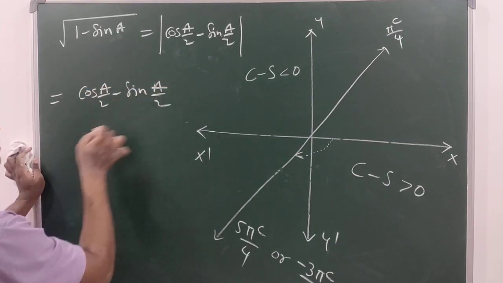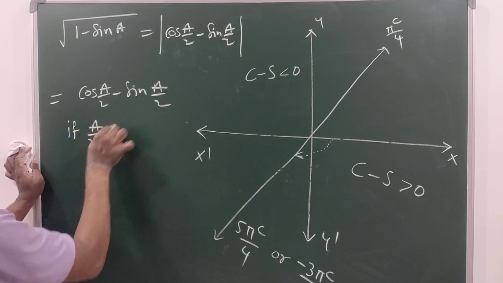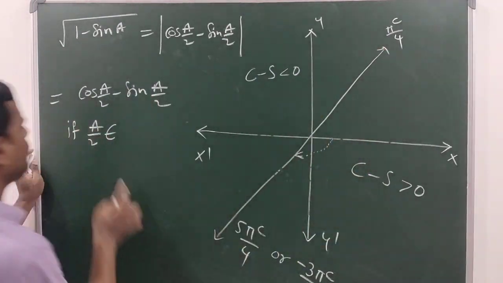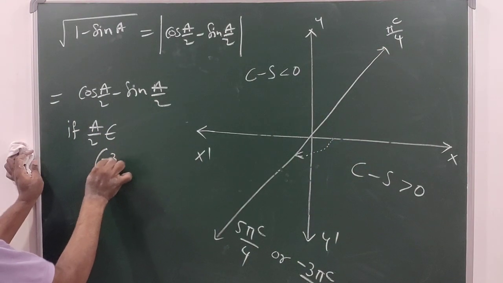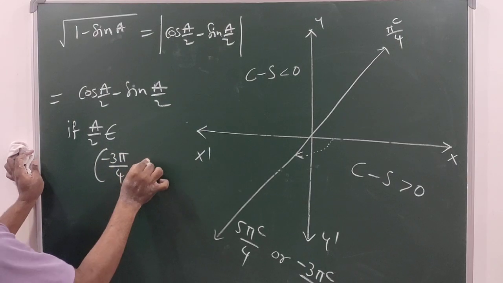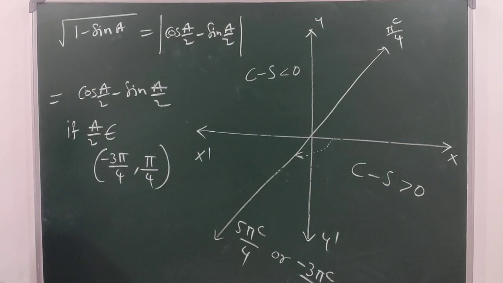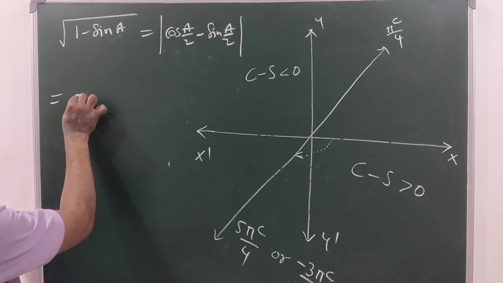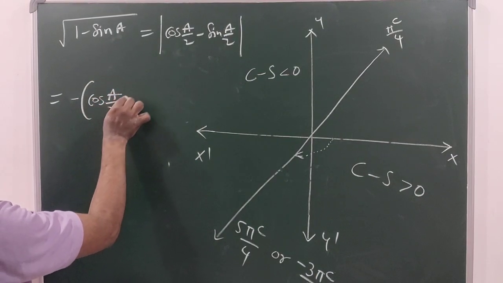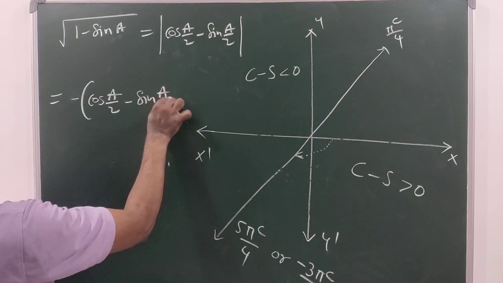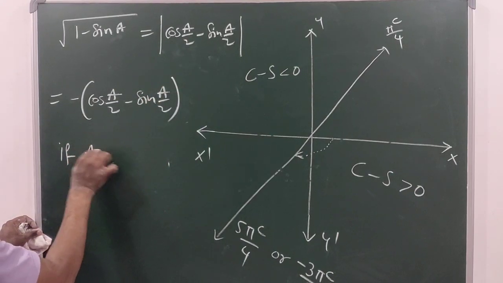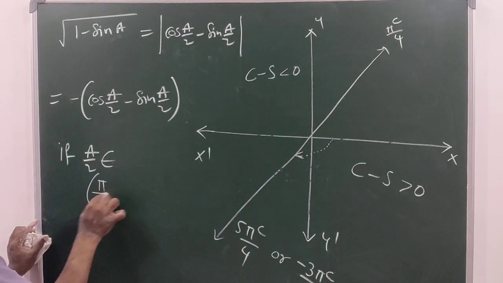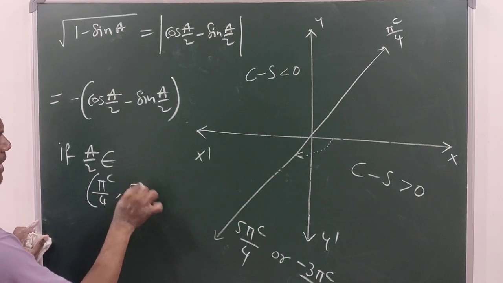I have taken positive if A by 2 belongs to this side, no? So minus 3 pi by 4 to plus pi by 4. A by 2 belongs to minus 3 pi radians by 4 to plus pi radians by 4. Now it is going to be taken minus cos A by 2 minus sin A by 2, when A by 2 belongs to this side, means open interval of pi radians by 4 to 5 pi radians by 4.